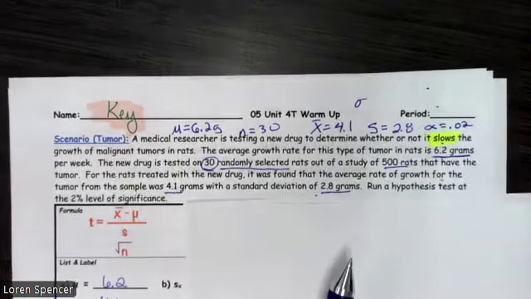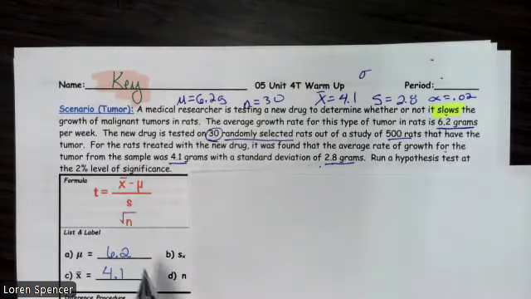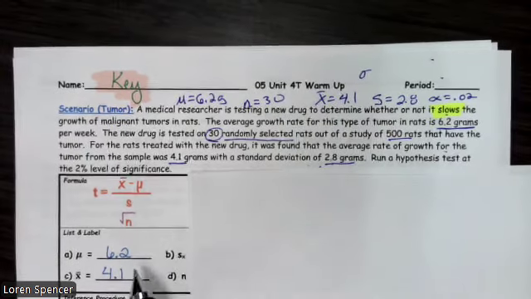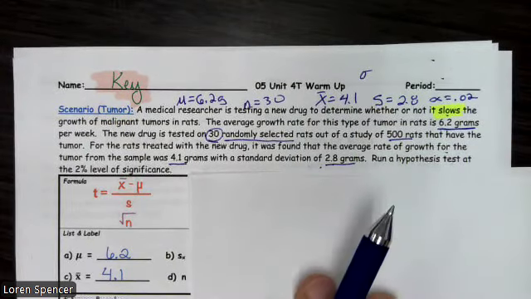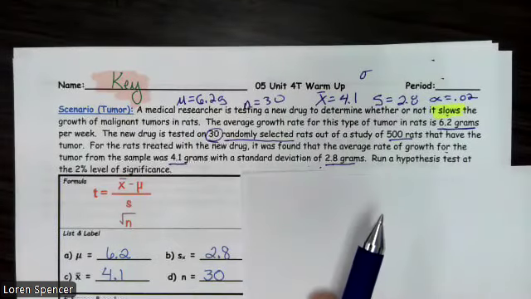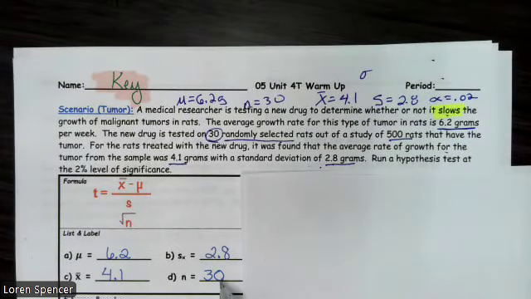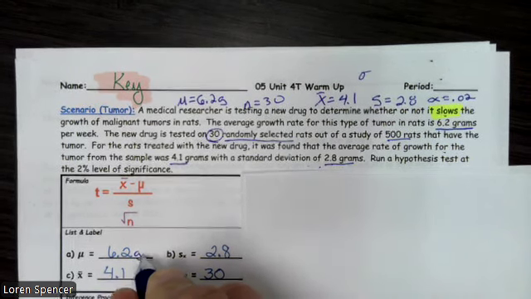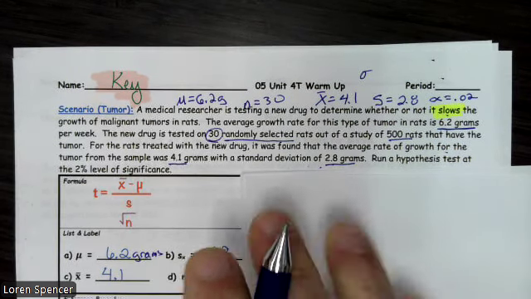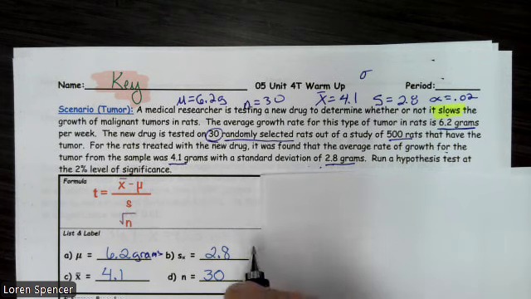Well, then we need to identify our information. We already said the population mean is 6.2. We noted that the sample mean was 4.1. We also noticed that the sample standard deviation was 2.8 and that we had a sample size of 30. So they randomly selected 30, and I'm going to go ahead and put grams here. Not so much that it's important here, but I think it's useful elsewhere.